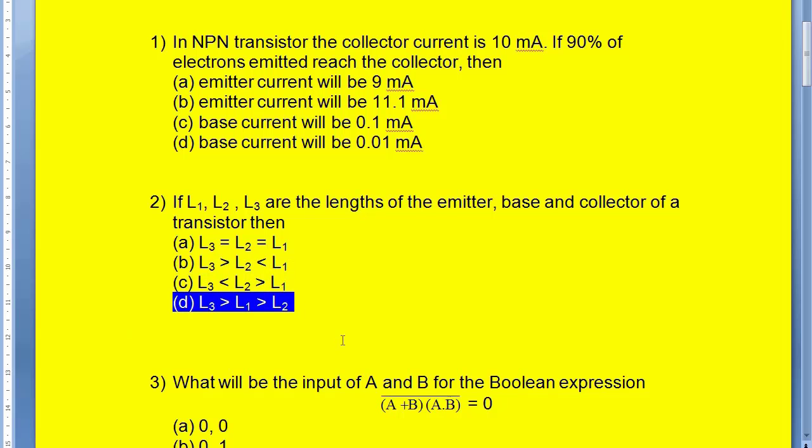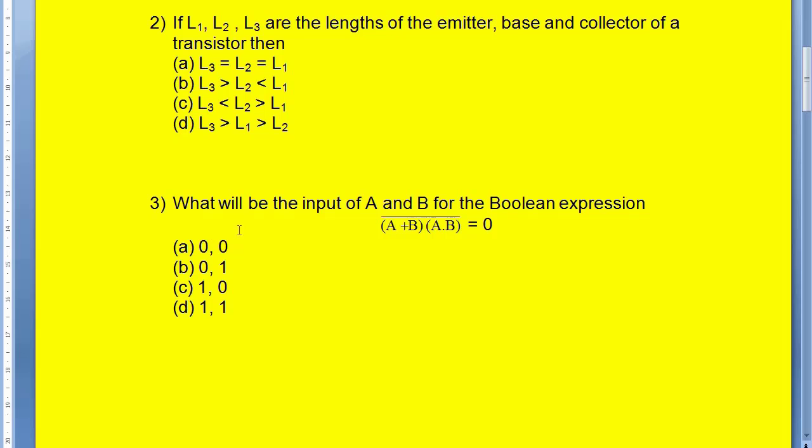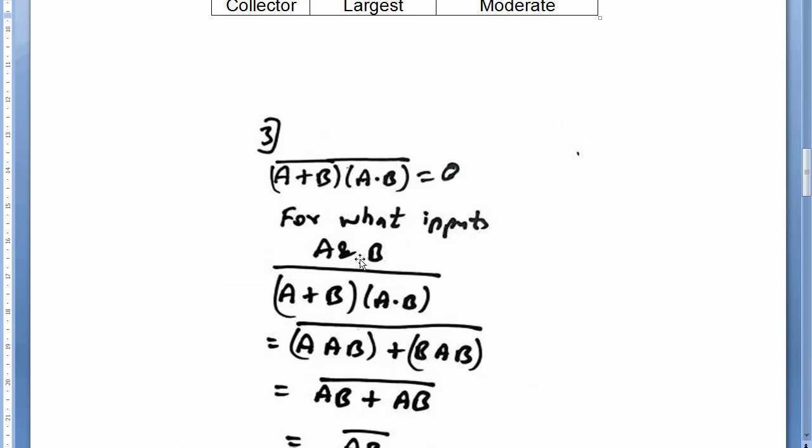Number 3: what will be the inputs A and B for the Boolean expression, which we are given, for which the output is 0? There are two ways of doing this, or maybe more, but the simplest is that we just go on putting the values of A and B: 00, 01, 10 and 11. For the particular combination for which we get 0, that is the answer. Another way is by using Boolean algebra. Here plus means OR, dot means AND.